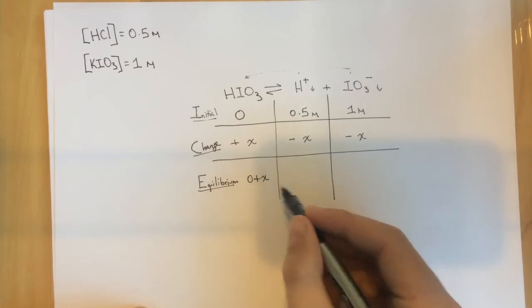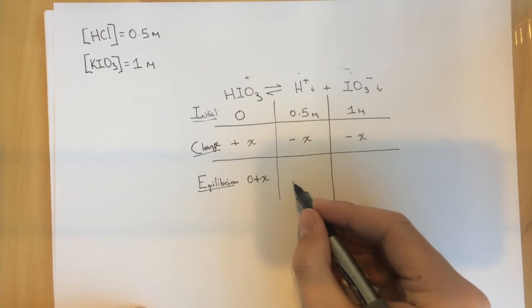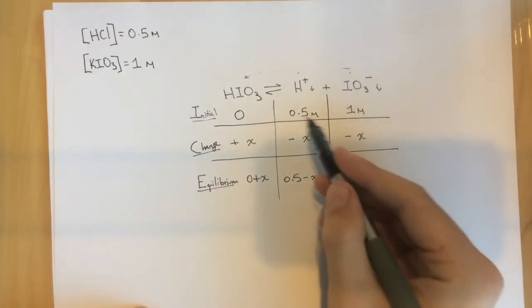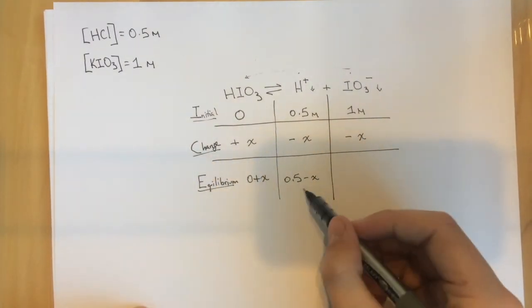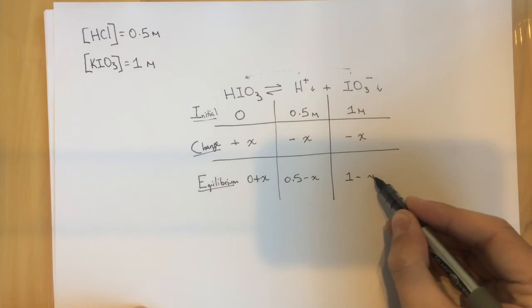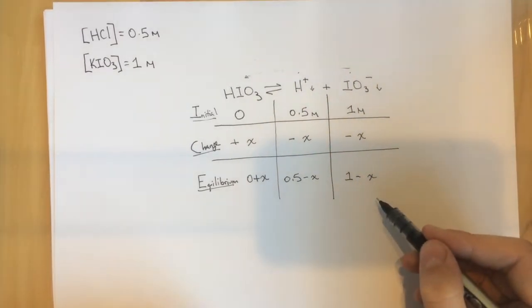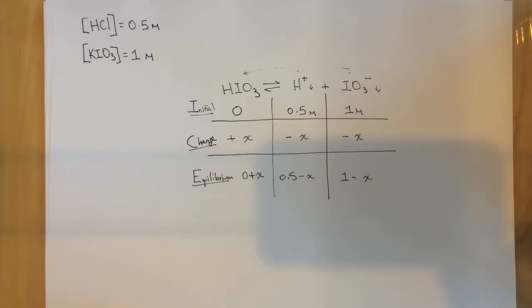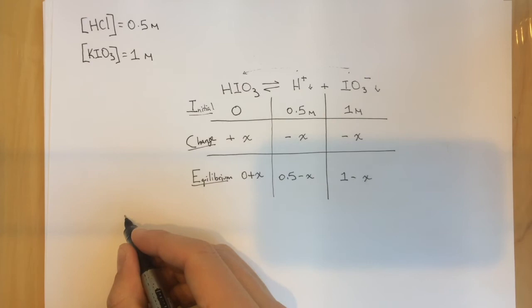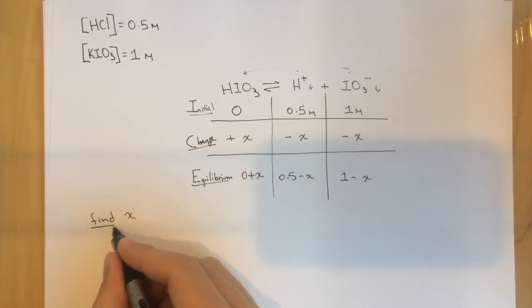So we have our initial concentration plus our change, which is plus X. And we have our initial concentration of H plus, which is 0.5 minus X. And we have IO3 minus, which is 1 minus X, since it is going down as well as H plus. So our next step is to solve for the X value. So we are essentially finding what the value of X is.